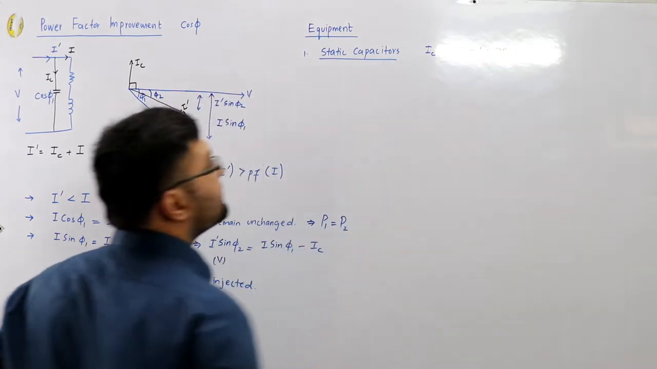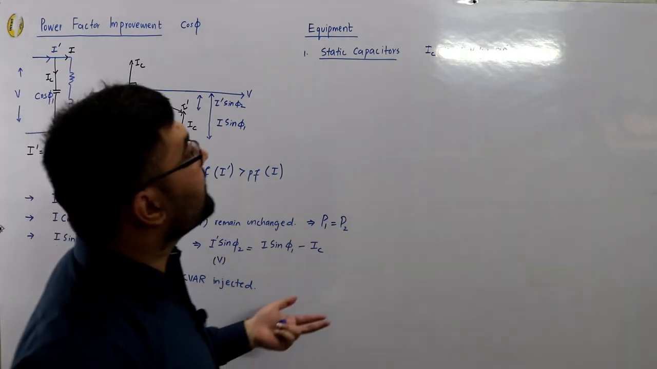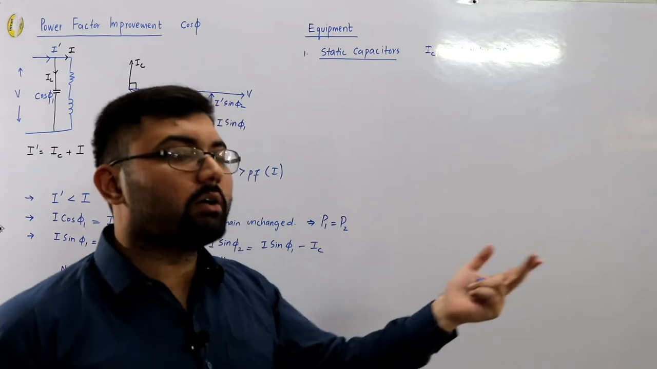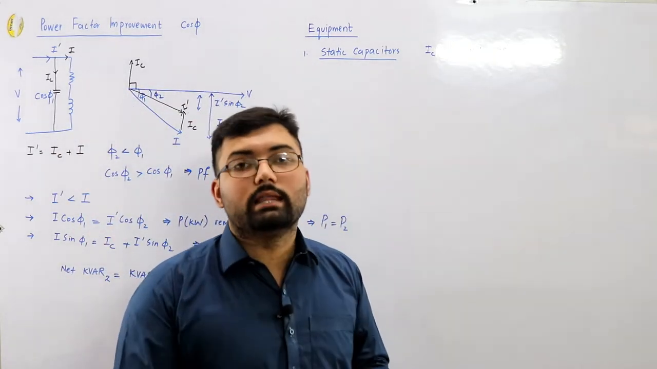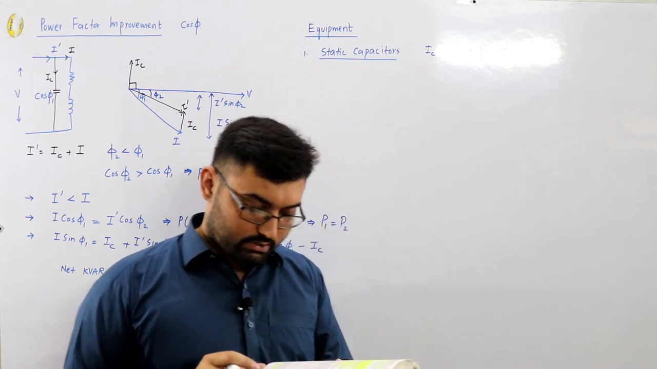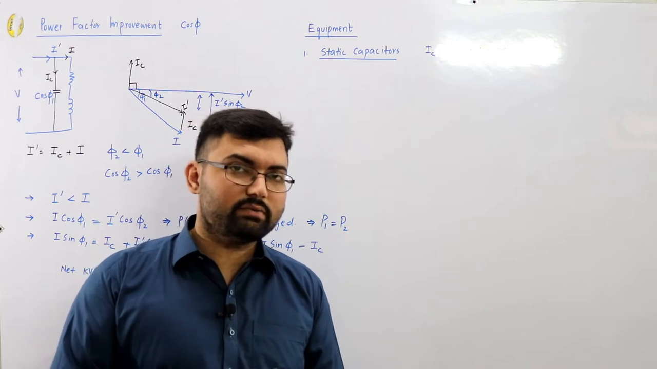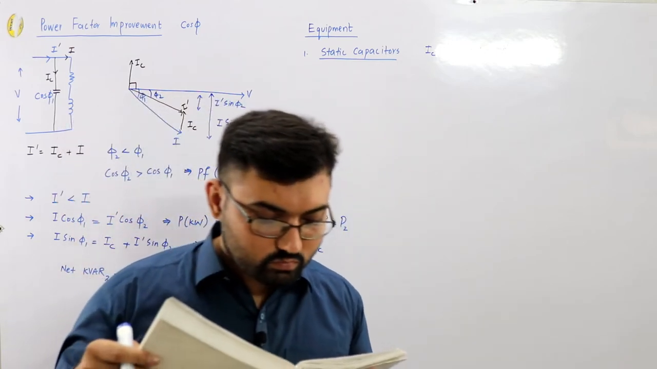So what will this do? This would compensate for the lagging current drawn by the inductive load, and hence the overall current would be the sum of the two, and the power factor would increase. The power factor angle would decrease and the power factor would increase. So this is a passive device. It has no running equipment.